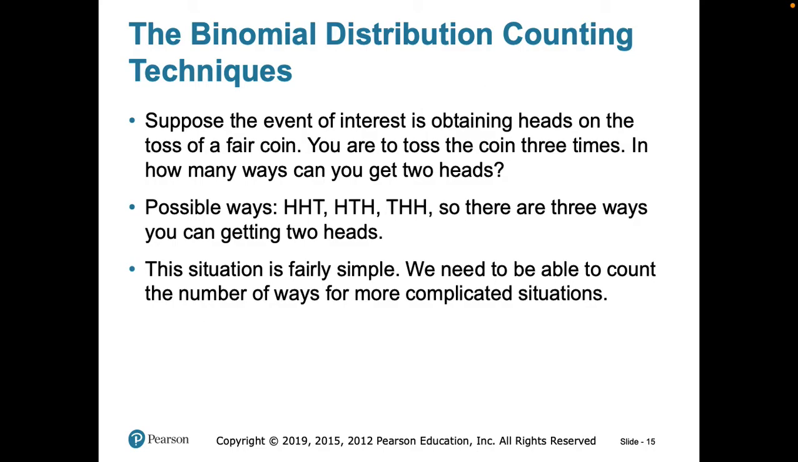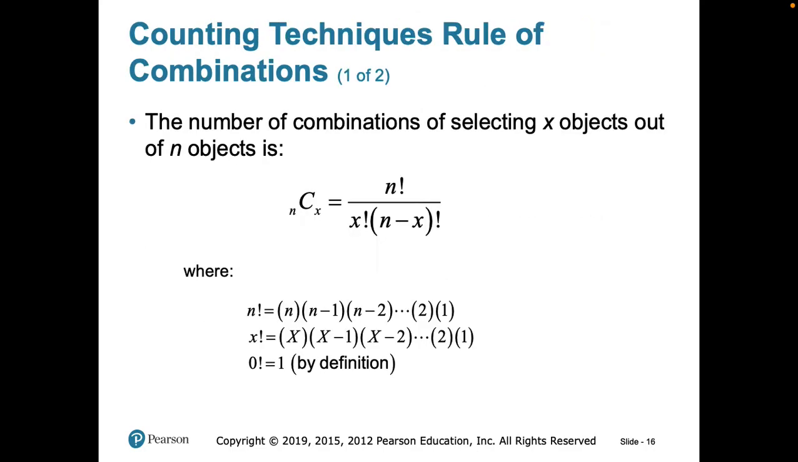This situation is very simple. We only have 2 options. We're only flipping the coin 3 times, right? So it's fairly simple, but in real life, it's going to get more complicated. So what do you do when things get more complicated, right? Remember the counting technique that we learned, and this is where it becomes handy, right?